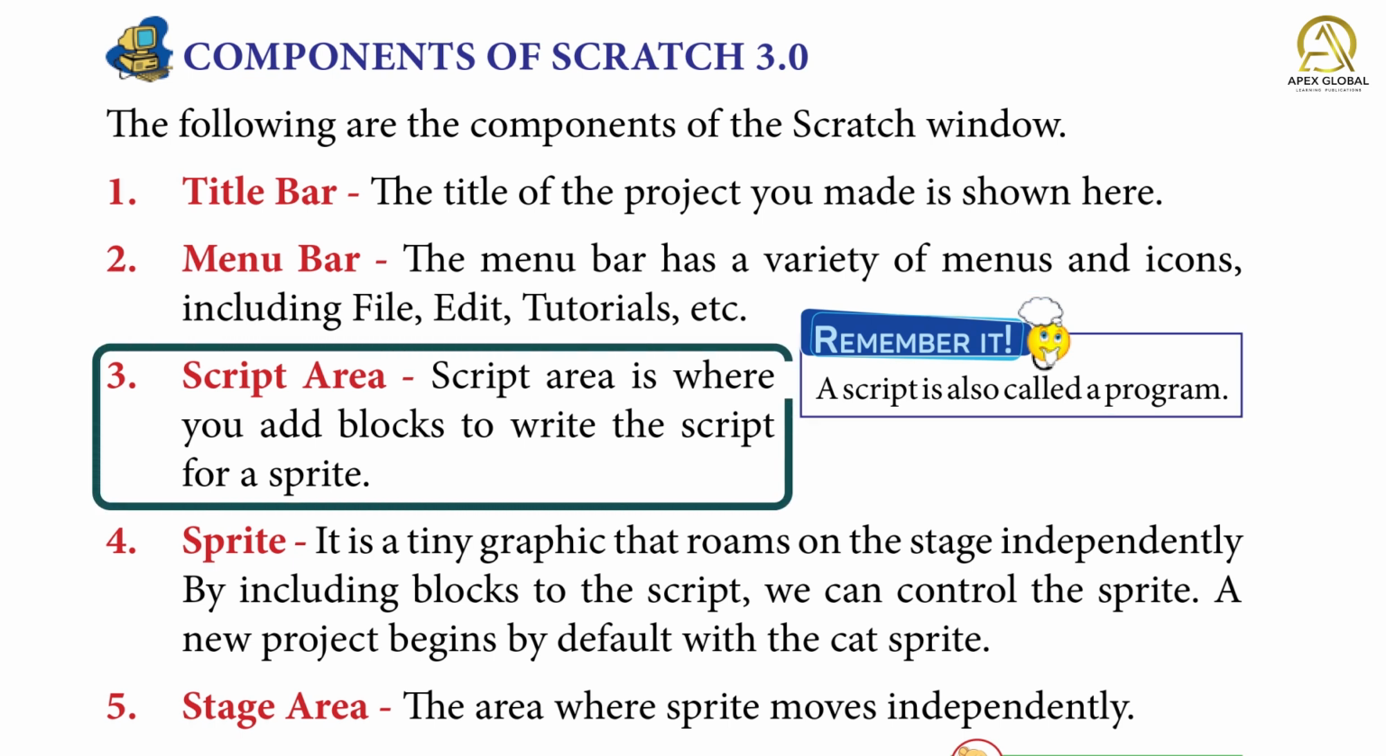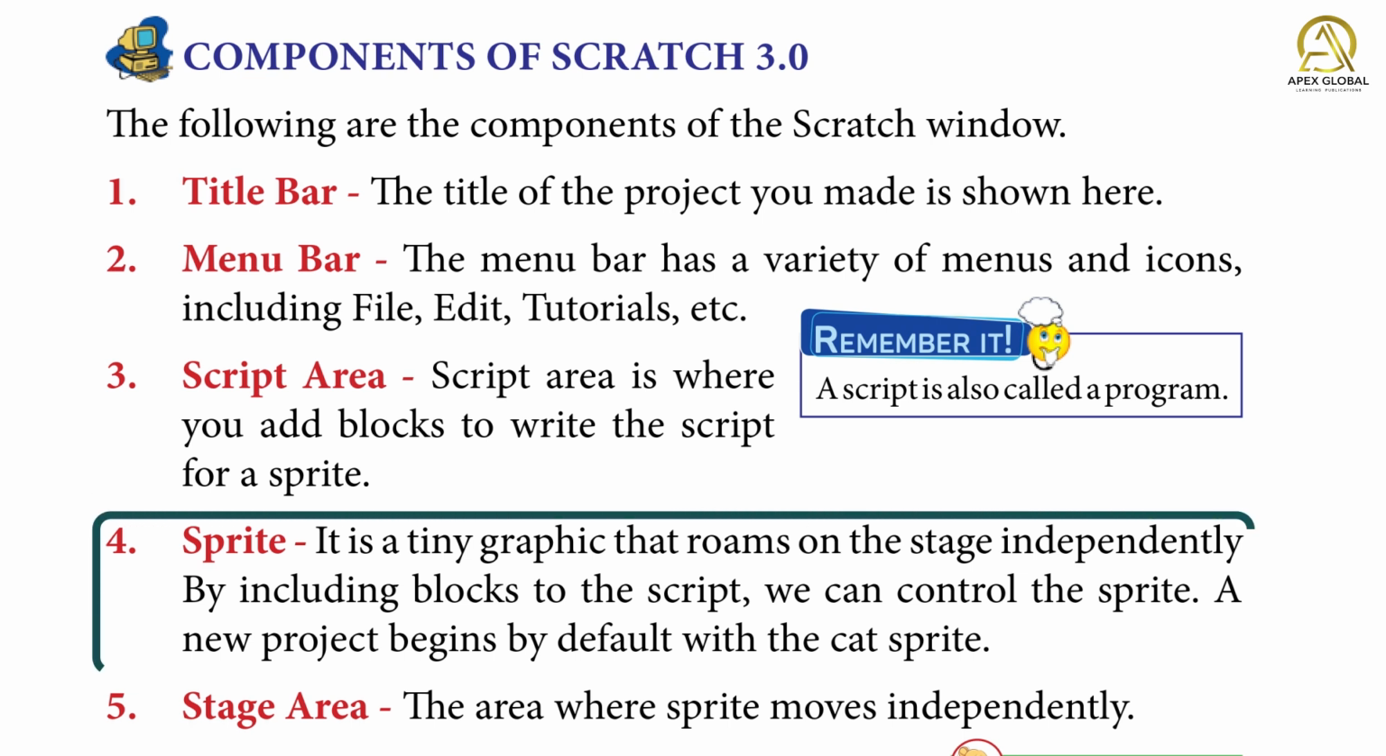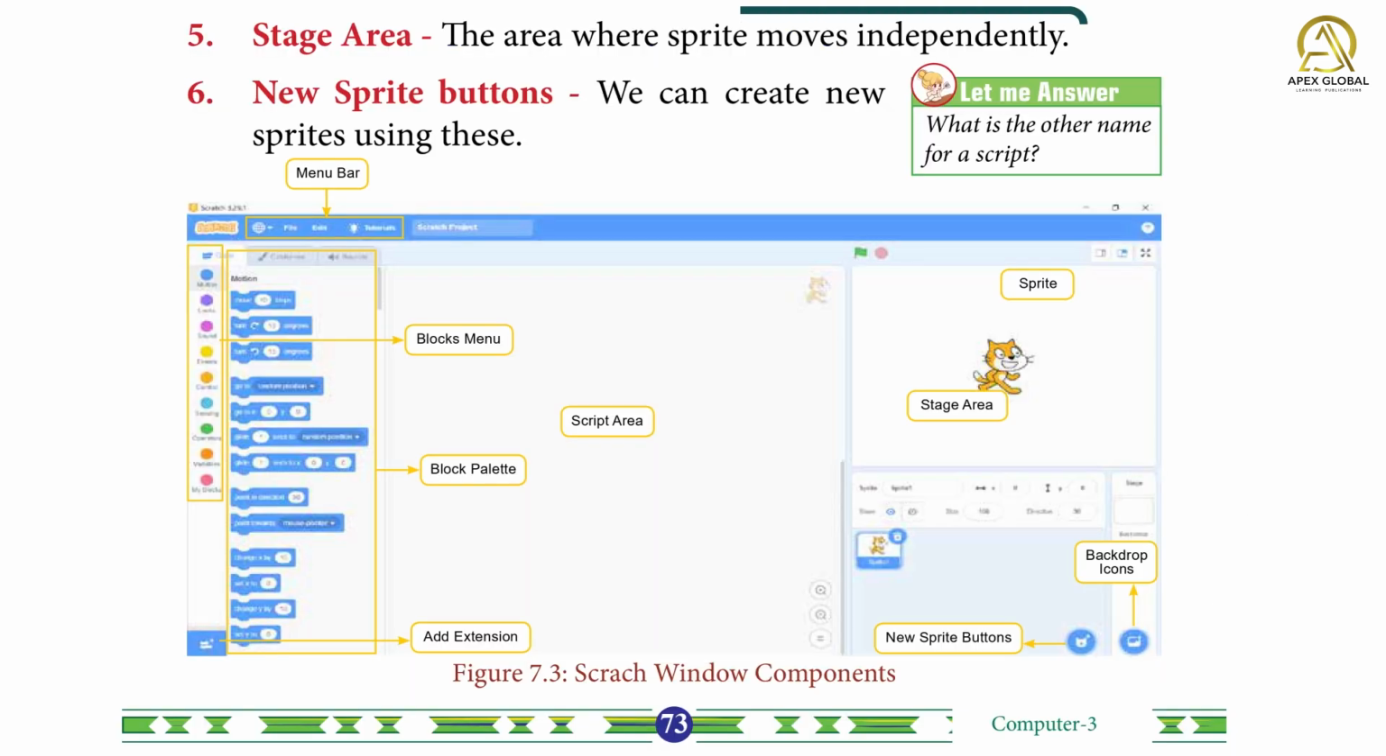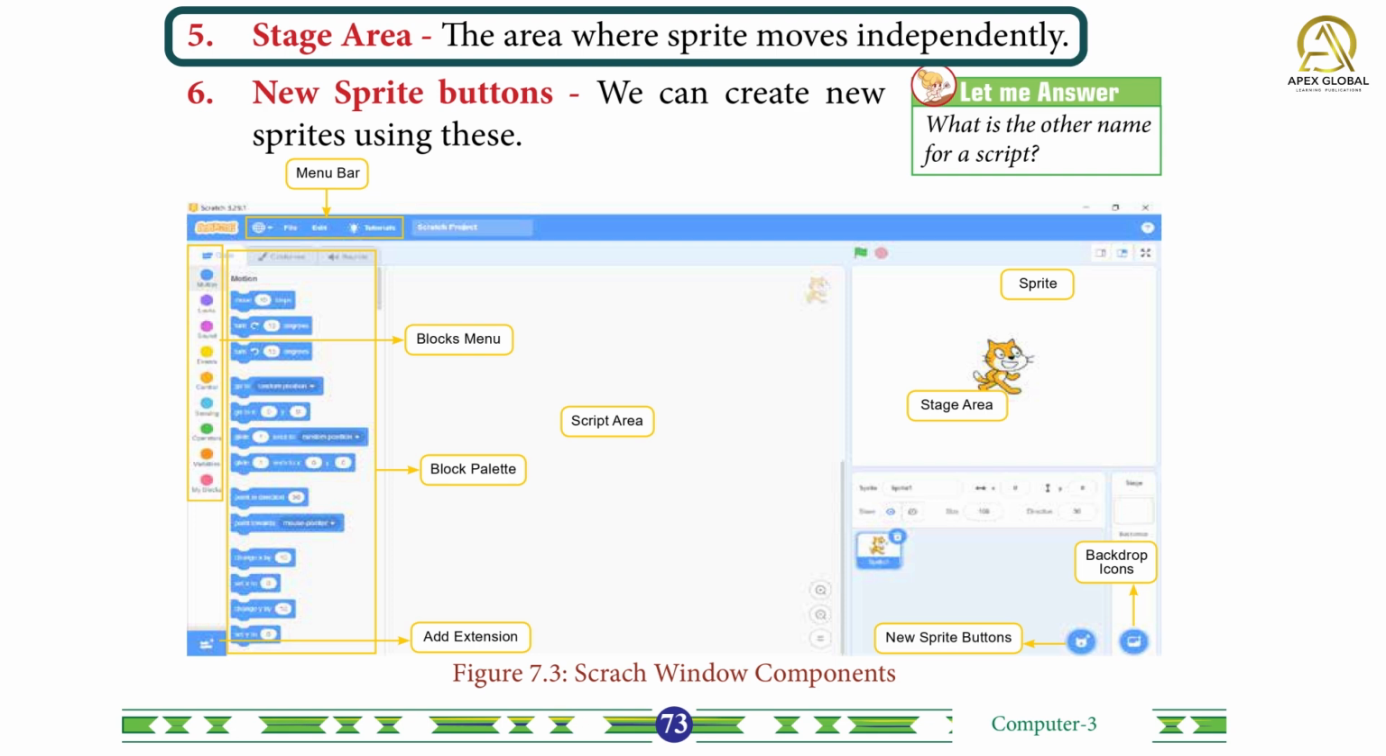3. Script area. Script area is where you add blocks to write the script for a sprite. 4. Sprite. It is a tiny graphic that roams on the stage independently. By including blocks to the script, we can control the sprite. A new project begins by default with the cat sprite. 5. Stage area. The area where sprite moves independently.